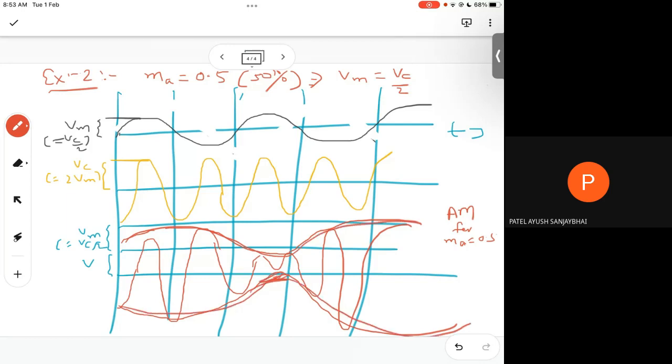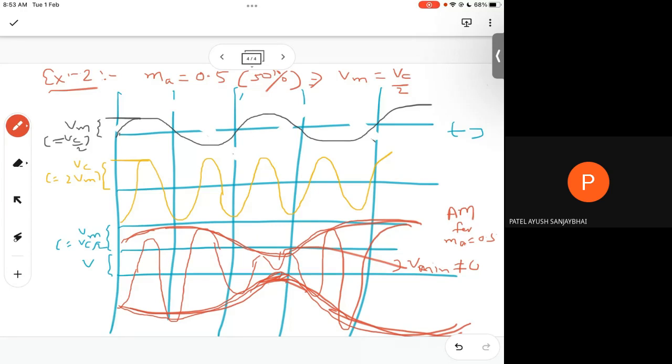So this is your envelope, which I'm showing by a darker line. So here, it is not equal to 0. So here, V minimum is not equal to 0. There will be something. And similarly, here my V maximum will not be equal to 1.